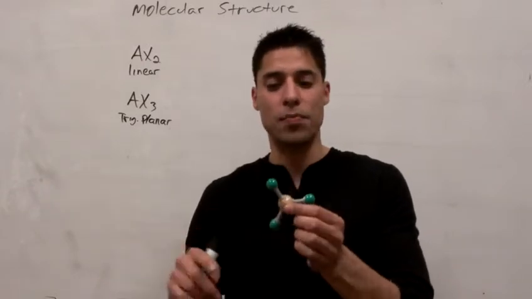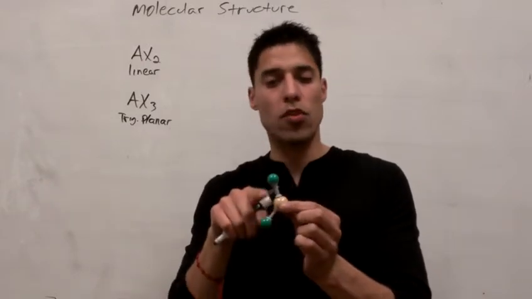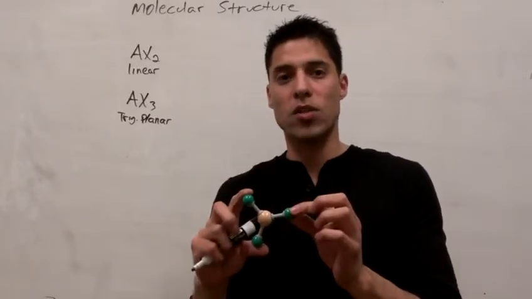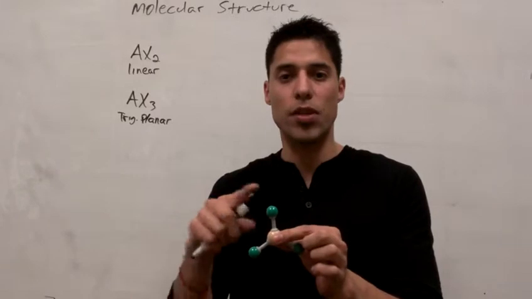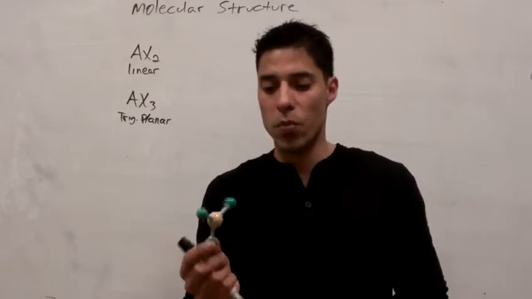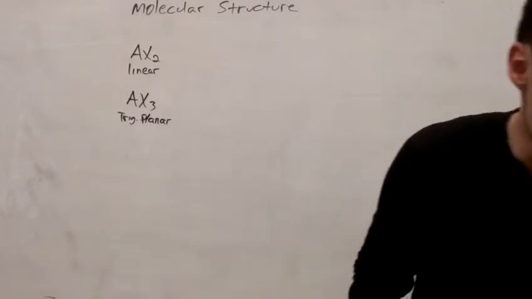So trigonal planar. The bond angles you're forming here are 120 degrees. Again, they want to be as far away from each other as possible. If we have a 360 degree circle, divide that three ways, it's going to give us 120 degrees. So trigonal planar has a 120 degree bond angle.